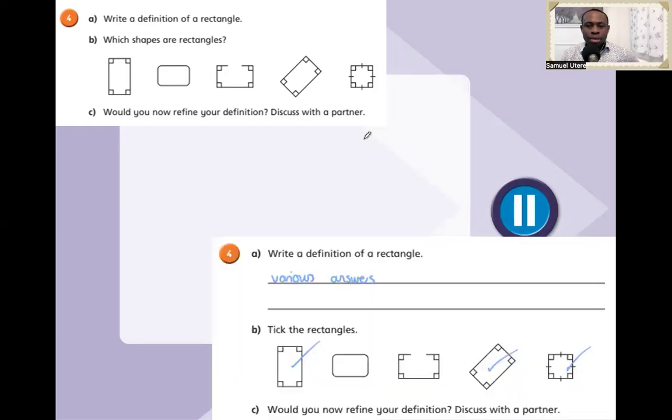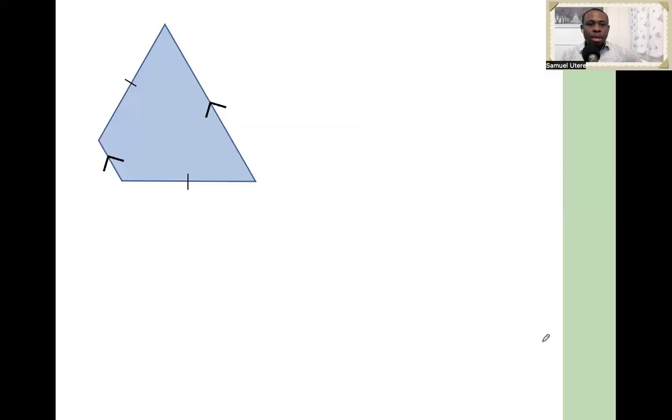So here you were asked, write a definition of a rectangle. There are various answers. So some people would use the property that a rectangle has a pair of parallel sides of which all the angles are 90 degrees each, right? So there are different definitions. Then here you were asked to tick the rectangles and you can see the rectangles here. So remember, someone may be wondering, why was this third one ticked? It was ticked because a square, remember, is a special rectangle. So do not forget that information. Here is this one. Let's do some new learning.